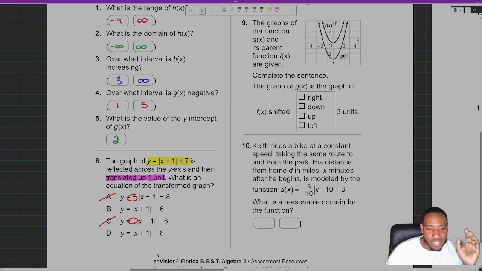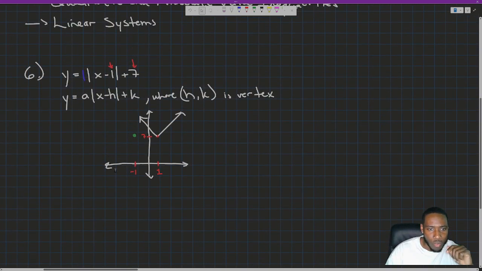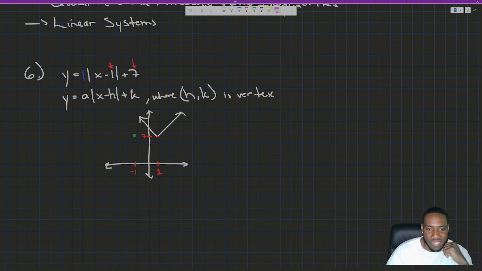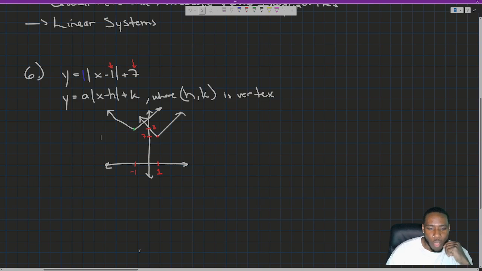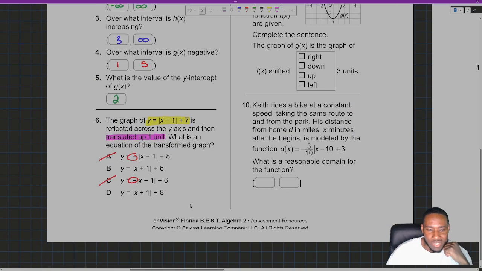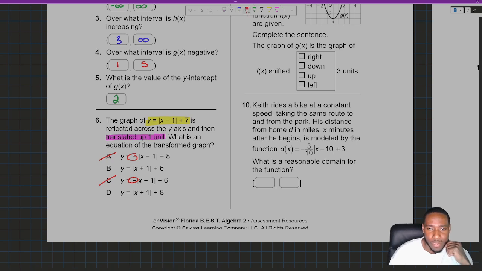Now we know, because of that little comparison we made earlier, if we're looking for a translation up, that means our function should not sit at 7. Instead, it should sit up here at 8, which means our graph would end up looking something like this. And if that's true, the only equation of the lot that would give us that graph is D. So all the answer choices are eliminated except for D. That'd be our final selection there.